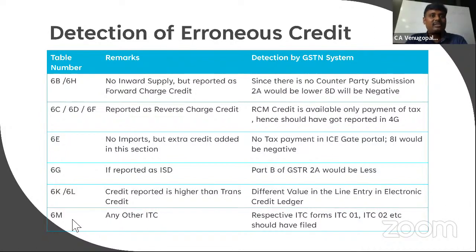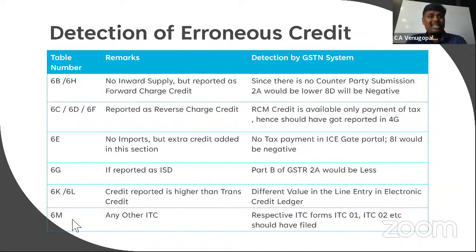And in case this item is not visible in 2A, the common question that I get: in the user services, there is an option to search BOE, bill of entry. Please enter the bill of entry number. It will fetch from the ICEGATE portal and update your GSTR 2A.